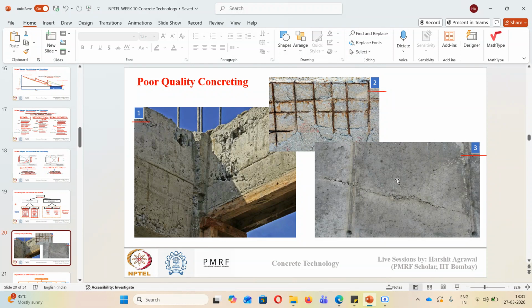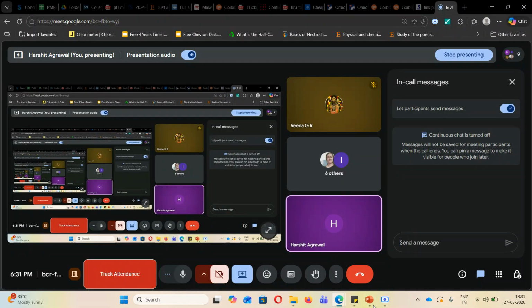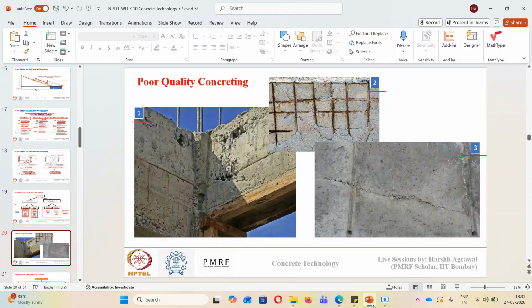All three figures are representing cases of poor quality concreting, which can occur due to poor workmanship or poor handling of concrete on site. You just need to tell me what kind of durability issue you see in this structure. Any guesses? What does figure 1 show?